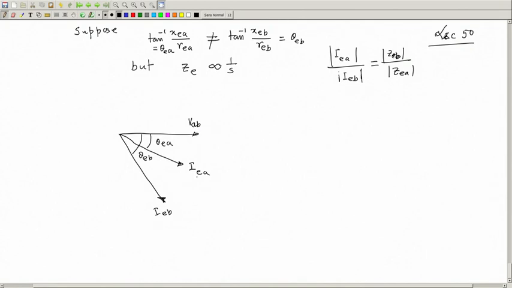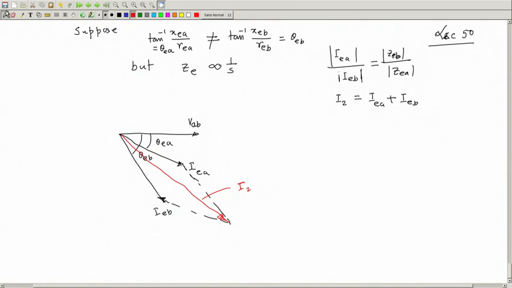Now, where is your I2? I2 is equal to IEA plus IEB, the phasor sum. So, add them vectorially, and you will get your load current. This is your I2 now.